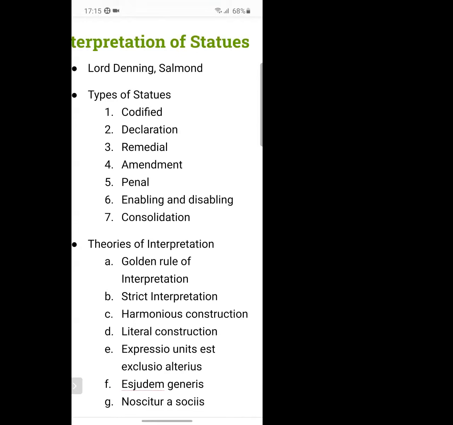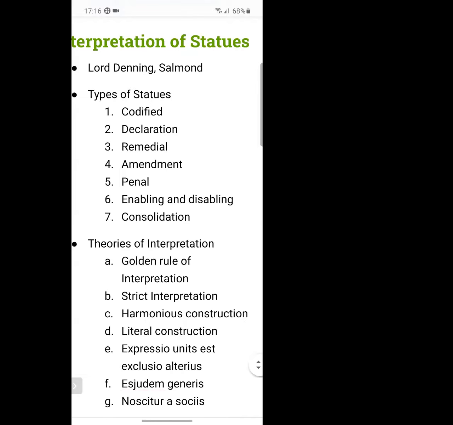Then comes the harmonious construction. We had yesterday also talked about harmonious construction. What is harmonious construction? As the word harmonious suggests, there should be pleasantness. Okay, and when does any kind of unpleasant thing occur? When there's a contradiction, when there's a dispute.